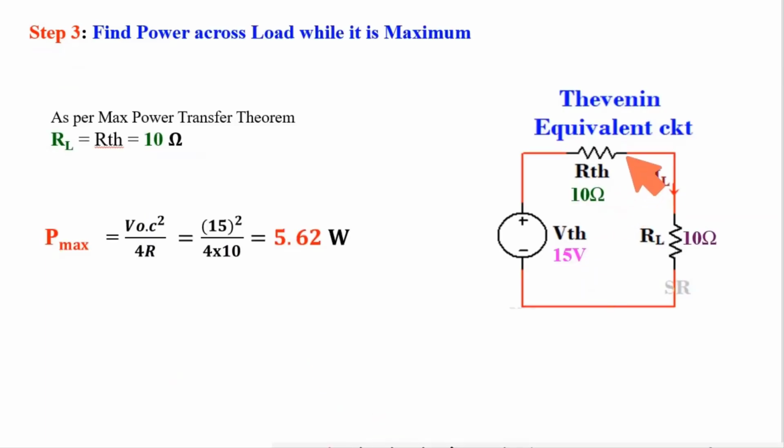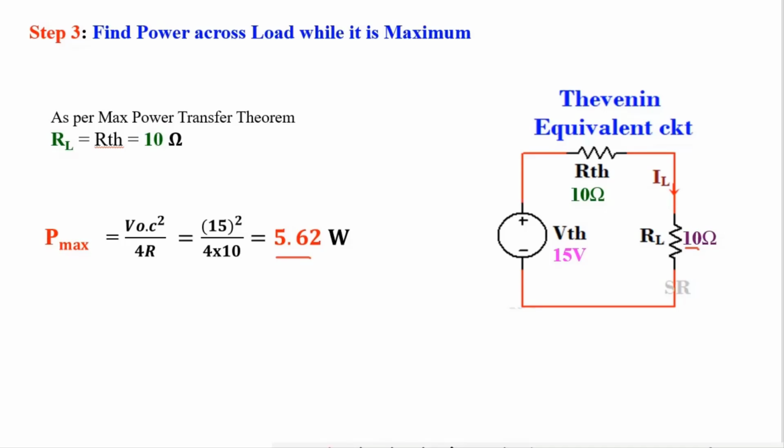So using the equivalent circuit, this part is the Thevenin equivalent. RTH is 10 ohm, VTH is 15 volt. To get maximum power at load, the value of the load resistance will be equal to this RTH. So it is 10 ohm. By using this maximum power formula, I got it is 5.62 watt.